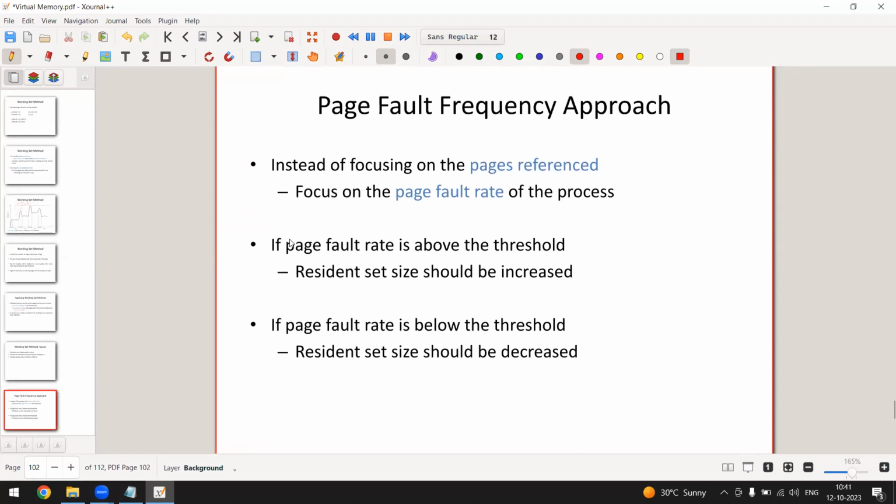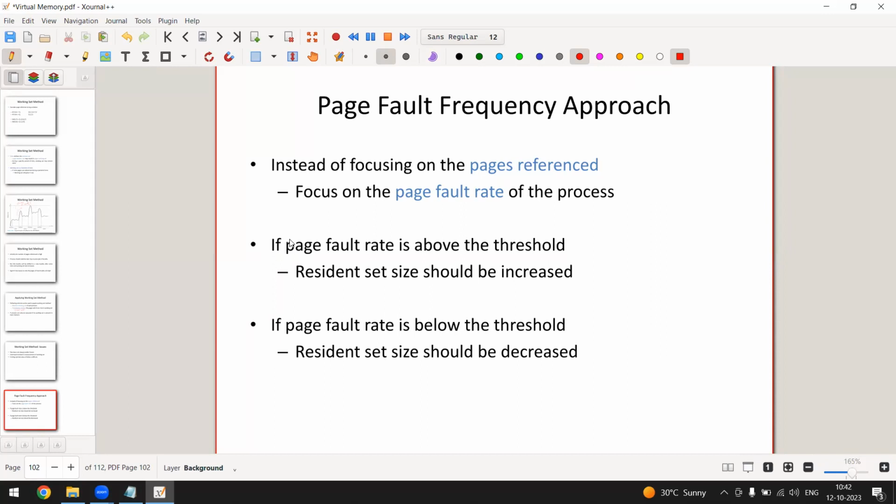And one more approach is, instead of focusing on the past, you can focus on the page fault rate of the process. So what is the meaning of page fault rate? It means whether the page that you are referring to for the process, can you find it in the memory or not?